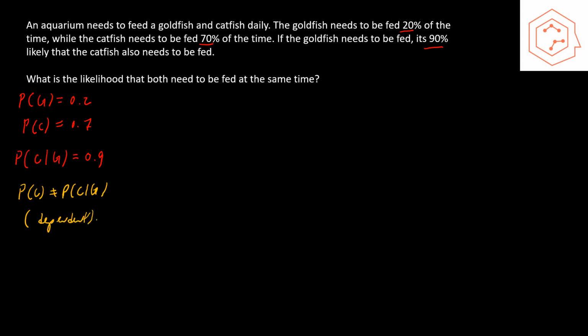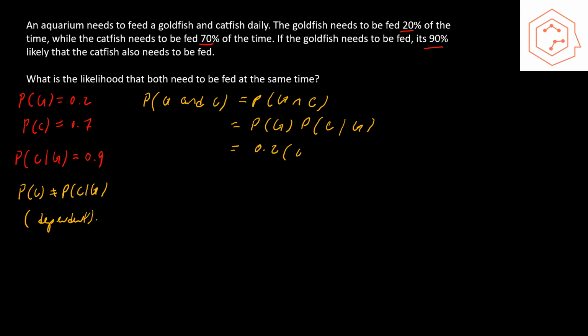So our question is, what is the likelihood that both need to be fed at the same time? That's the same thing as saying P(G and C), the goldfish and the catfish need to be fed, which is the intersection between them, which is equal to the probability that the goldfish needs to be fed multiplied by the probability that the catfish needs to be fed given that the goldfish needs to be fed, which is equal to 0.2 multiplied by 0.9, which is equal to 0.18. So that's how likely it is that both need to be fed at the same time.